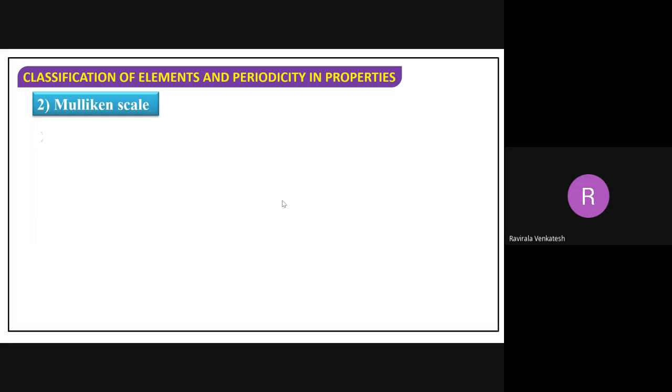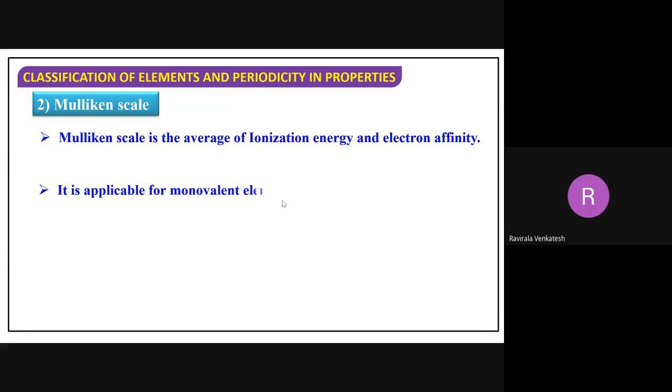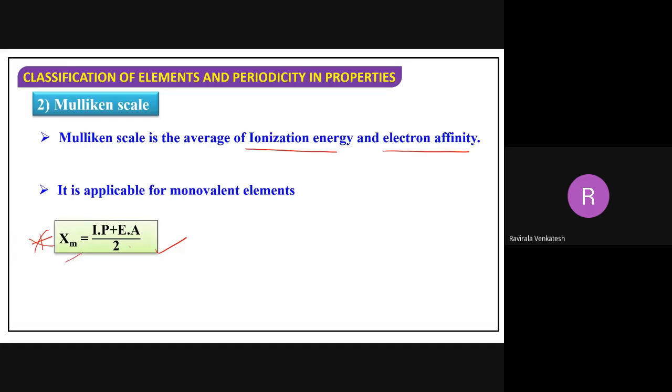Next, the Mulliken scale. How do we calculate the electronegativity using the Mulliken scale? Just by taking the average of ionization energy and electron affinity. Then we get the electronegativity. Take the average of IE values and electron affinity values. This is the general formula for calculating the electronegativity.